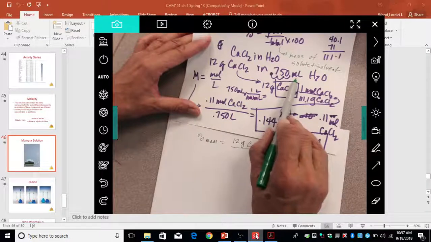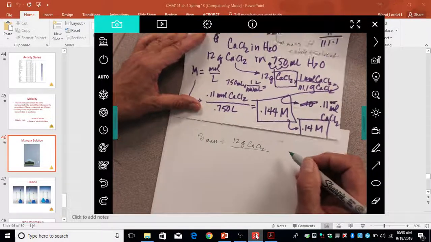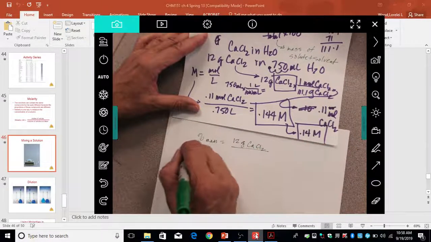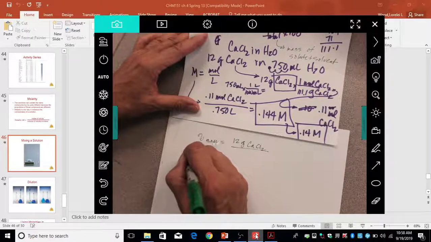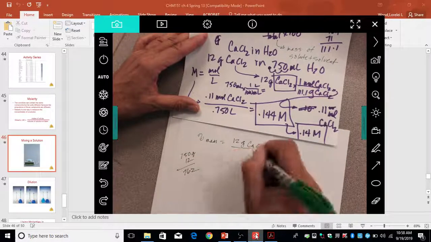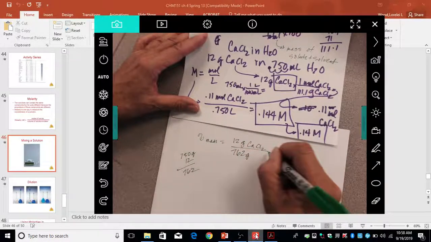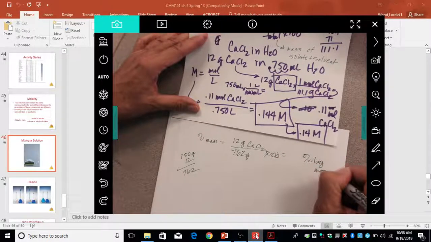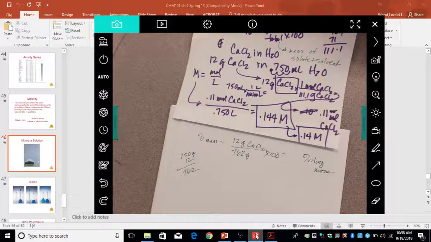750, which is how many kilograms? 0.750. So wait a minute, that's not kilograms. We want mass. So we want 750 grams plus what else? Plus the 12. So it's 762, times 100. That gives me percent by mass. All right, those are the basic concentration units that you'll be using in here.